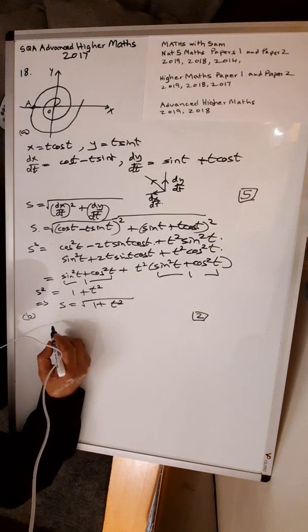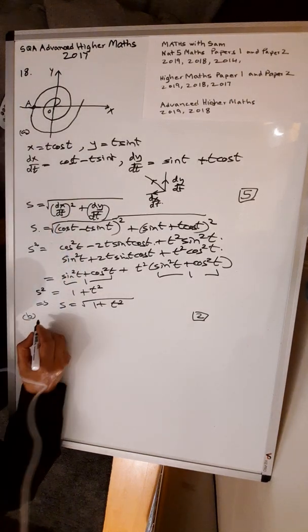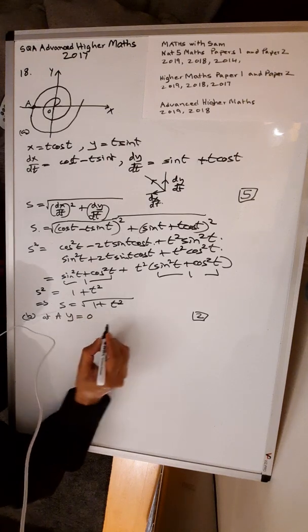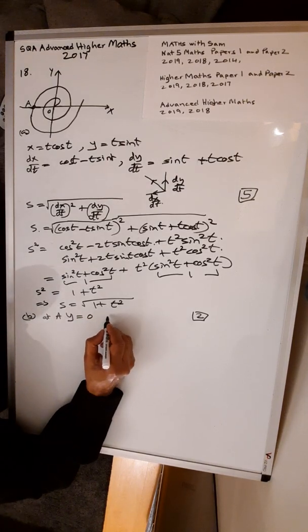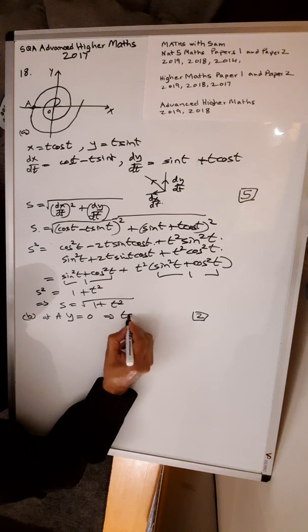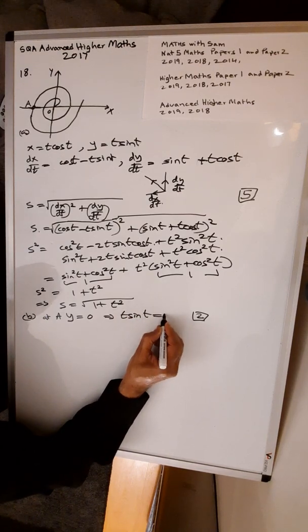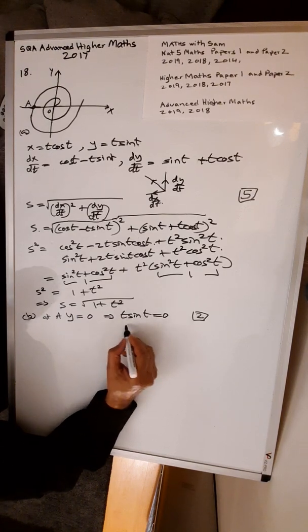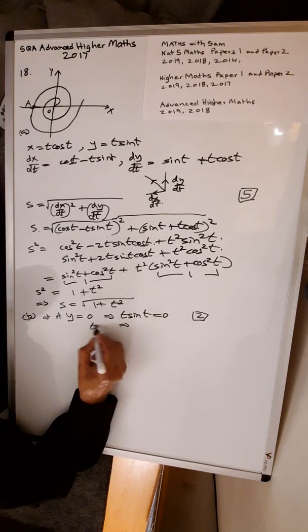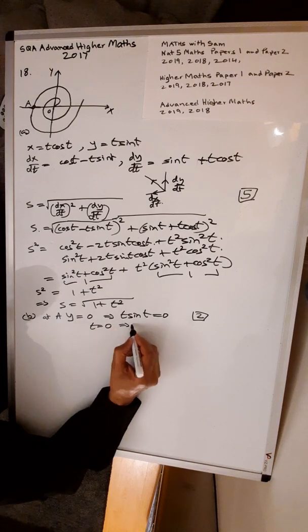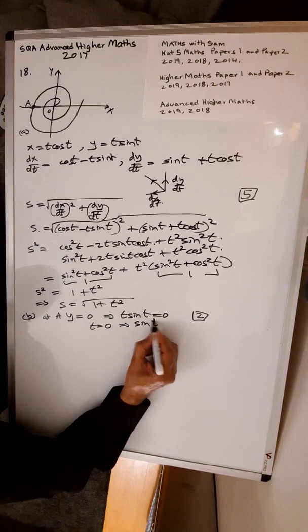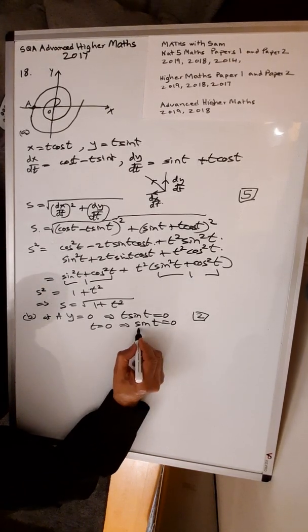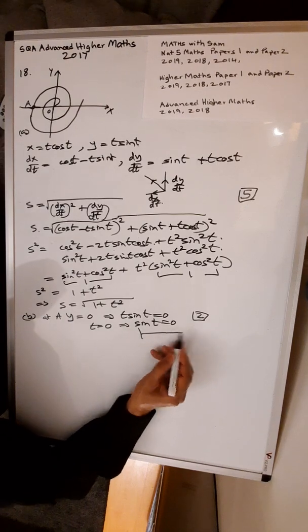Instantaneous speed at A. At A, y is equal to 0. So that means that t sin t is equal to 0. t is not equal to 0, so that implies that sin t is equal to 0. Okay, sin t is equal to 0. So where is sin t equal to 0? The sine curve.